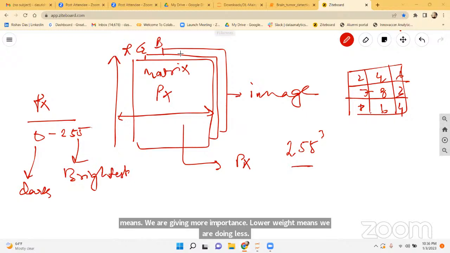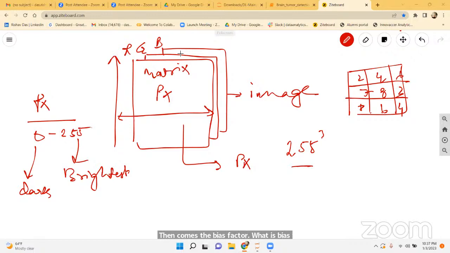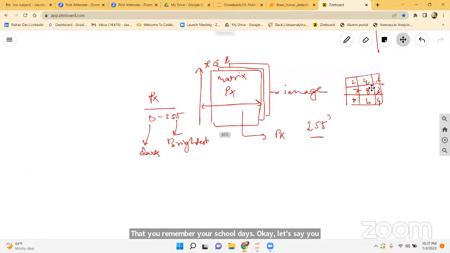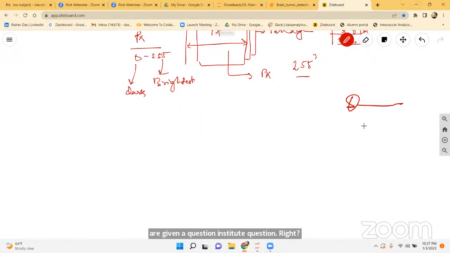What is bias? Bias is a very simple thing. Let's say you remember your school days, and you are given an MCQ question, one question with four points, out of which you need to answer one. Now, let's say you don't know the answer to the question itself. So what will you do? You will start figuring out which is the best answer between the question and these four points. You don't know the answer, you want to guess it, so you read the question and find which is more related.